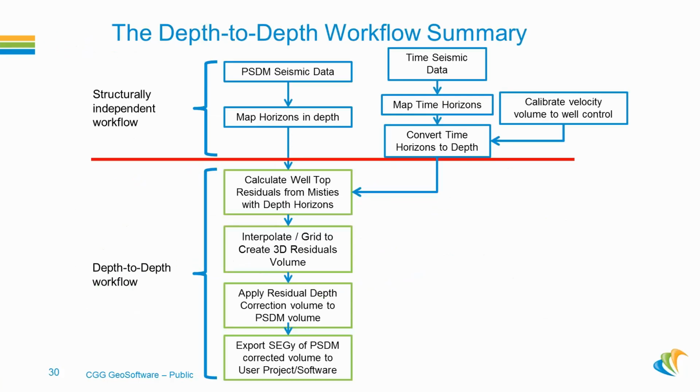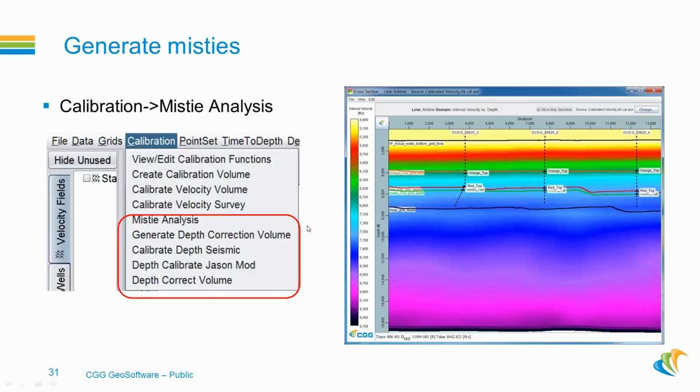The workflow for that, after creating in the first part our velocity model, either with velocities only or applying layer velocity modeling, is that we can just go ahead and calculate the well top residual from the misties. Then with those values, the software creates a whole volume according to those misties. This is a depth correction volume, and we can apply it directly to our volume in depth, applying the residual depth and generating the final corrected volume. The option for that, under calibration, is the mistie analysis.